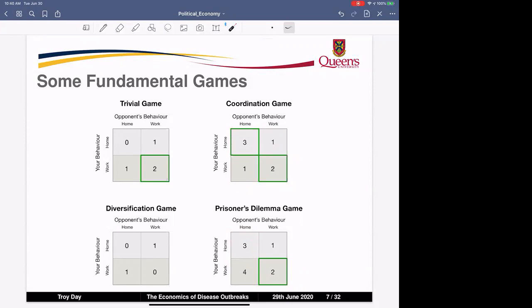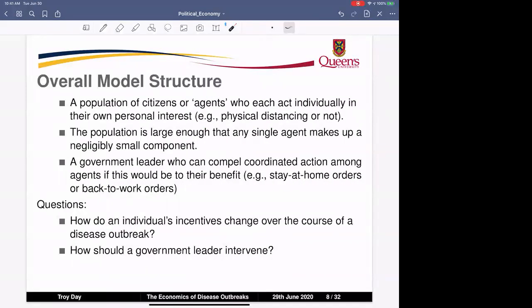And the sort of opposite in some sense of that is the diversification game, where down here, if my opponent stays home, I want to go to work. And if my opponent goes to work, I want to stay home. And in that case, you can imagine that if a bunch of people are playing this game, we're going to end up with some sort of mixture of people playing each of these two strategies. And that's why I've called it a diversification game. This is sometimes also called a game of chicken. Okay, so those are going to be important in the results that I'm going to present.